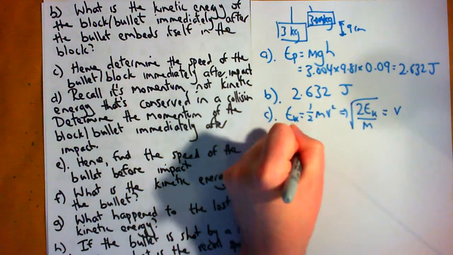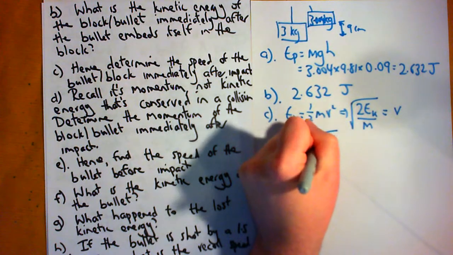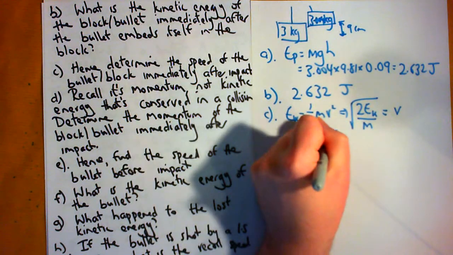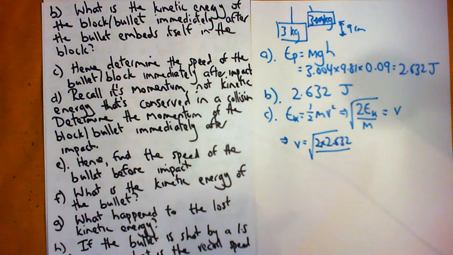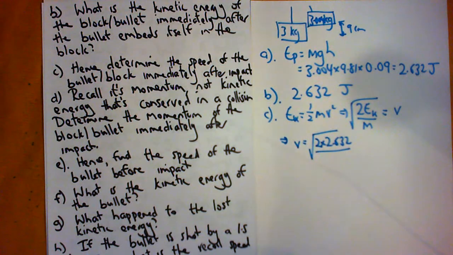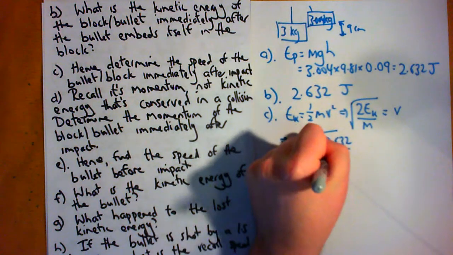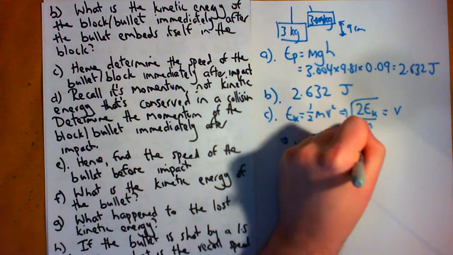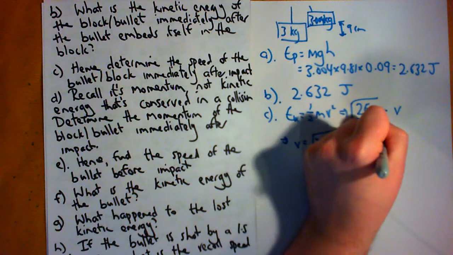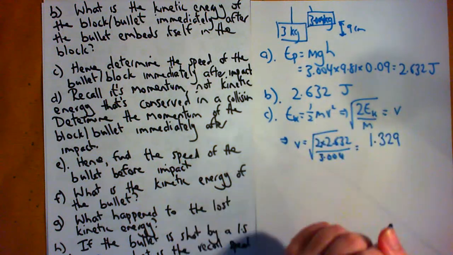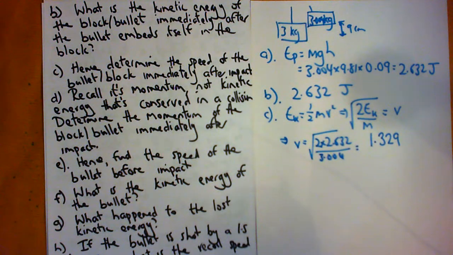So therefore v is the square root of 2 times kinetic energy, 2.632, divided by the mass, and we're talking here about the whole block bullet combination, so the mass is 3.004, and if we calculate that, we get 1.329 meters per second.